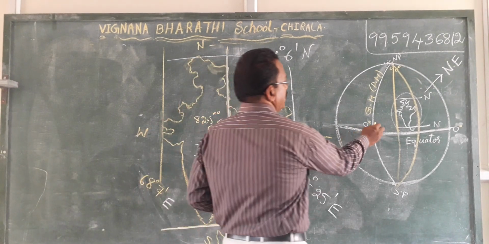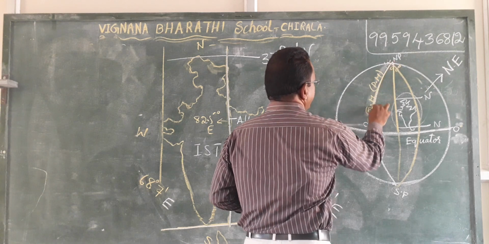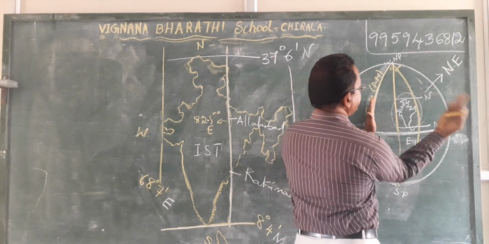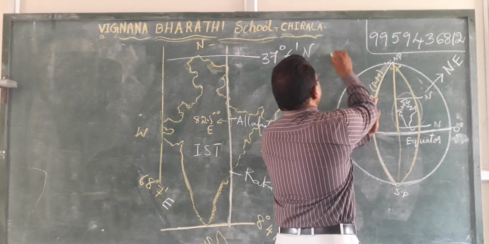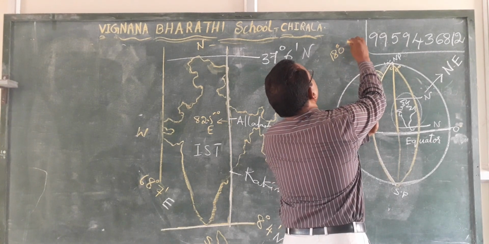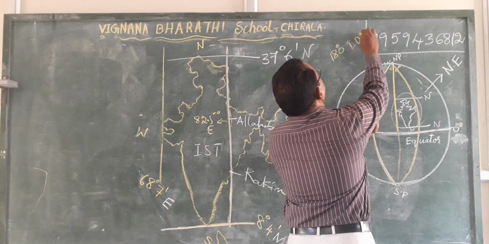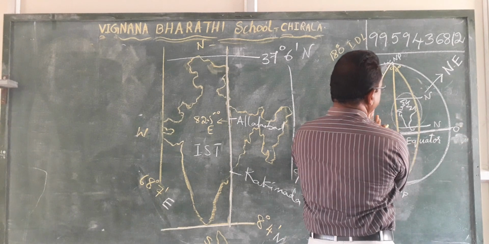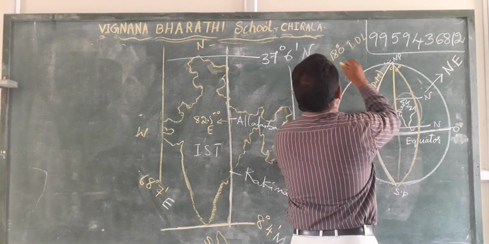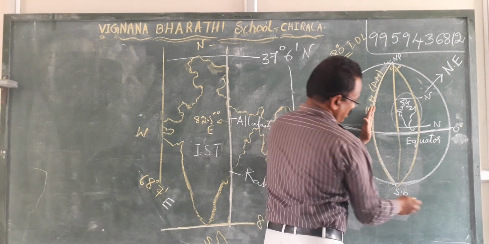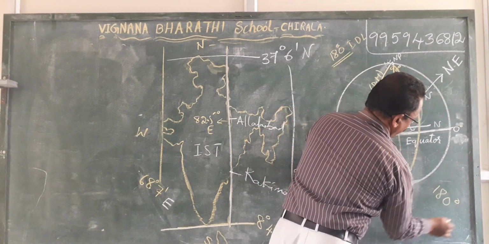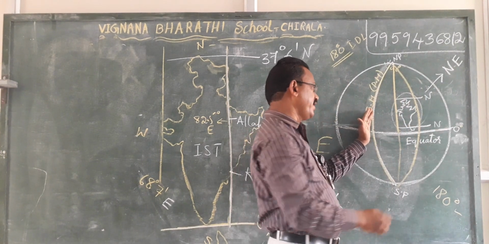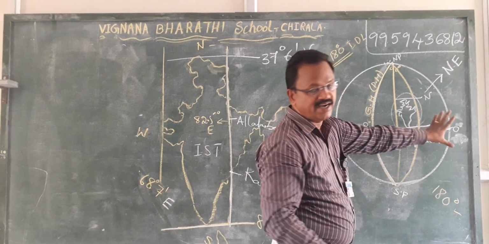See here, this is 0 degree prime meridian, I said. From this prime meridian to the east, behind this 180 degrees international date line. So from 0 degree to 180 degrees international date line, 180 degrees are there, longitudes. 180 longitudes are there from 0 to 180 international date line towards east in the eastern hemisphere.